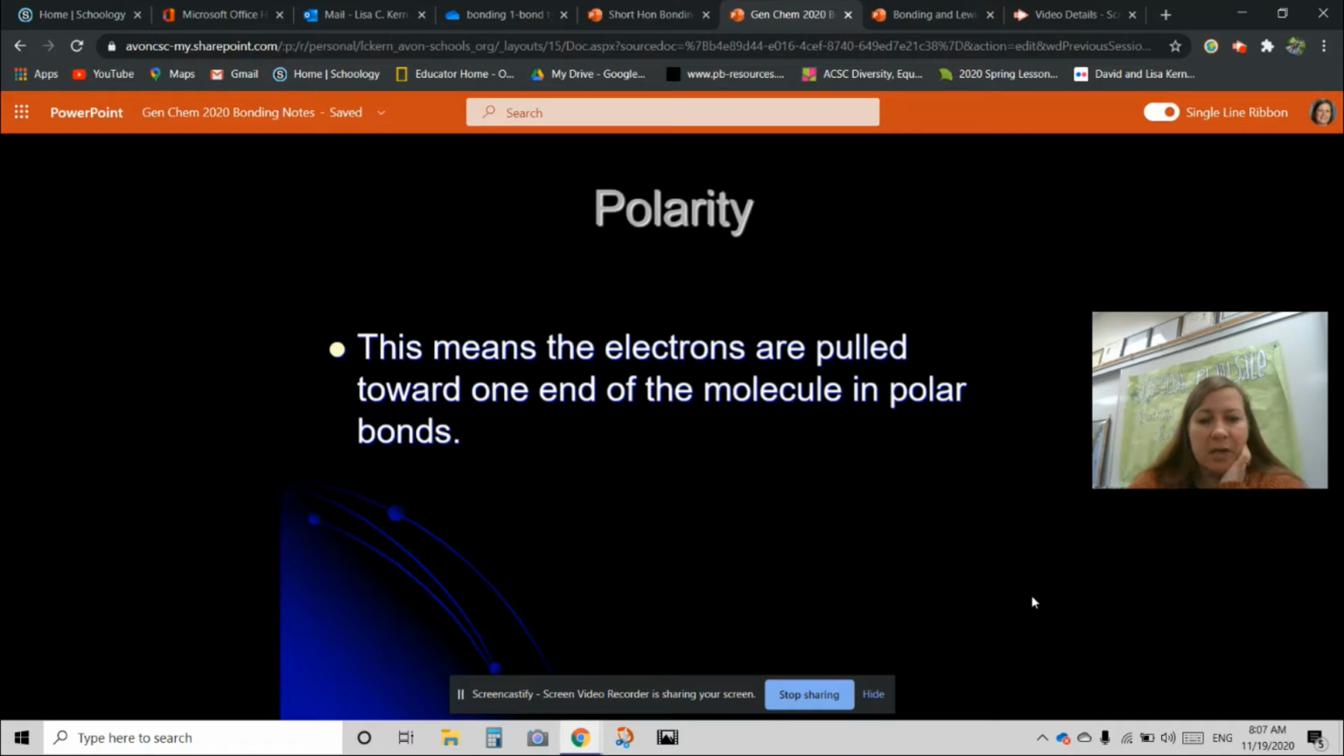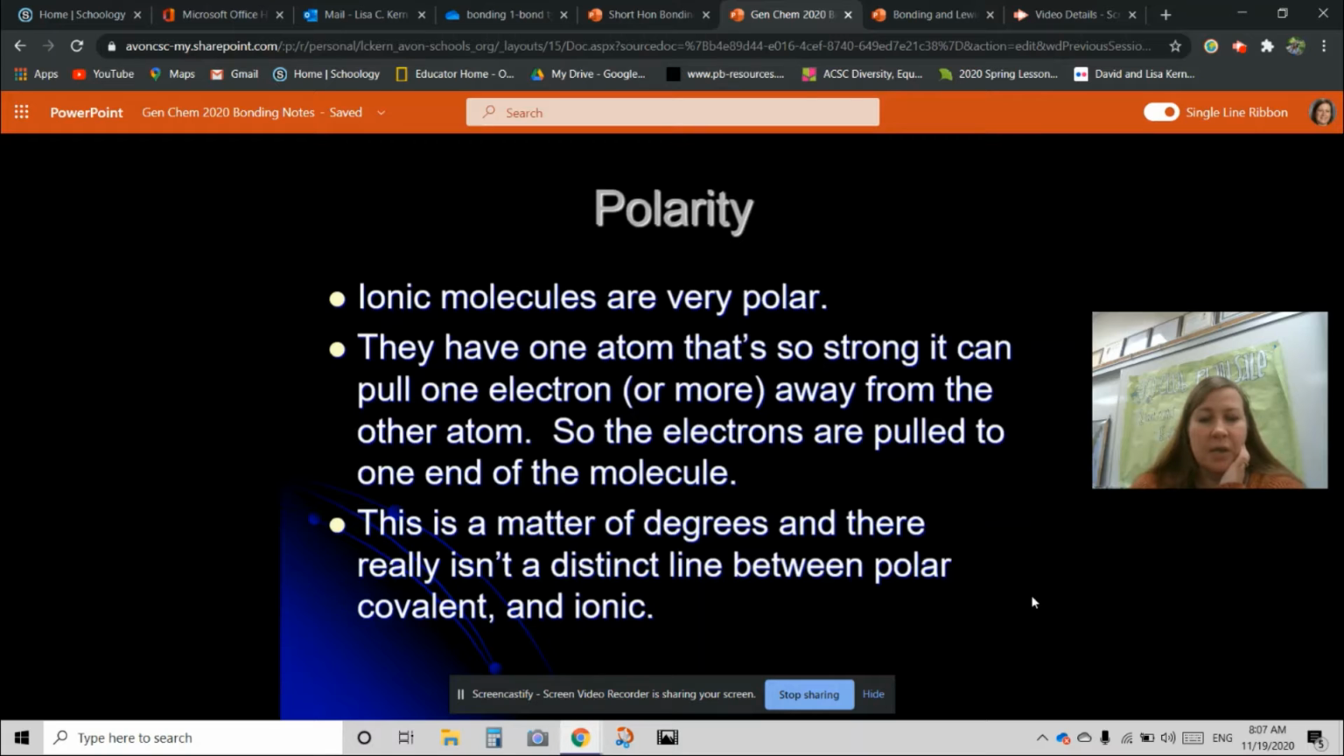In a polar bond, the electrons are pulled toward one end of the molecule or the other. Ionic molecules are, we could say, very, very polar. The electrons are completely removed. Remember sodium fluoride. An electron was completely removed from the sodium and given to the fluorine. And so they have one atom that's so strong it can pull the electron away totally from the other atom. So the electrons are pulled to one end of the molecule.